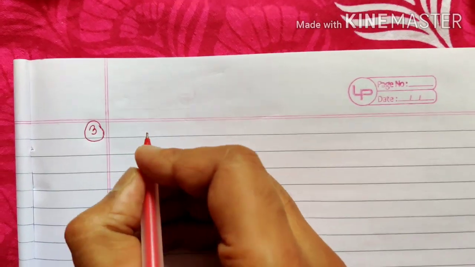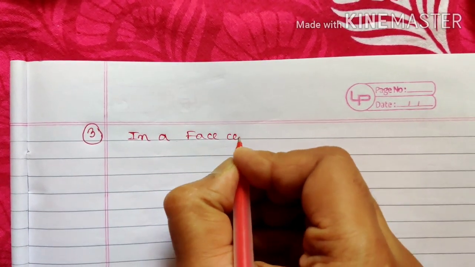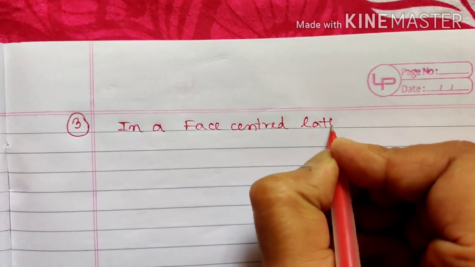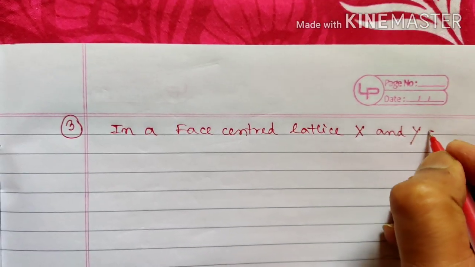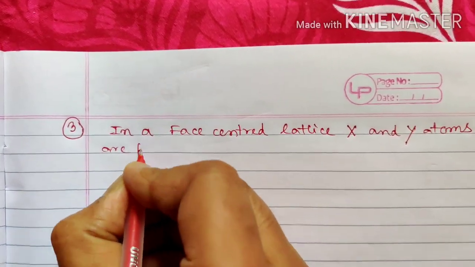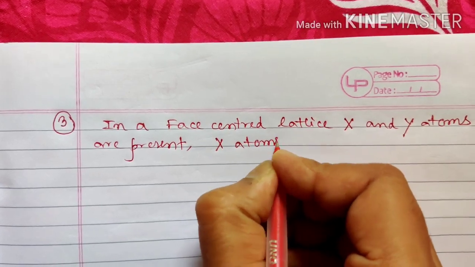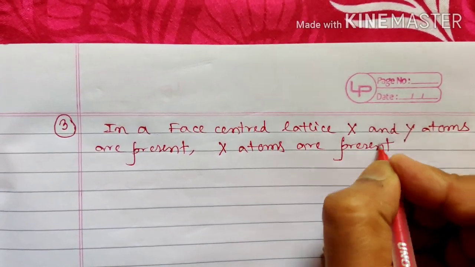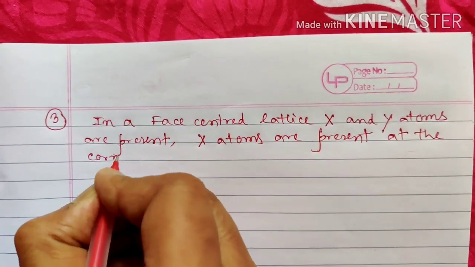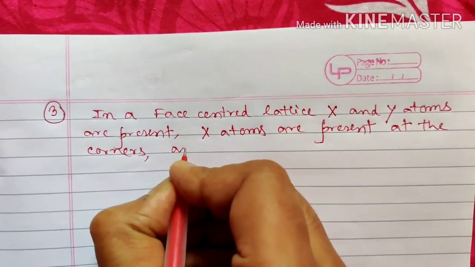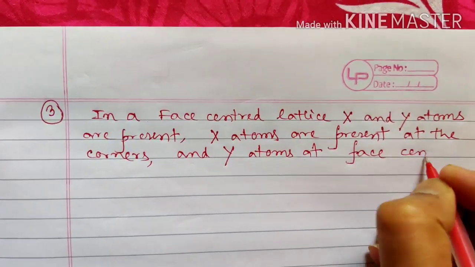In our next question, it goes like this. In a face-centered lattice, X and Y atoms are present, where X atoms are present at the corners and Y atoms at face centers.